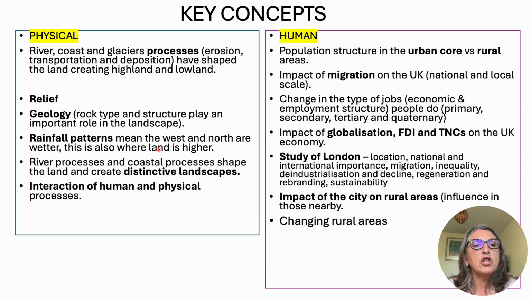You also need to have a general understanding of rainfall patterns. So this means that the west and the north are wetter, and this is also where the land is higher because the rain sweeps in from the southwest across the Atlantic and smacks into the mountains, like the mountains of Snowdonia in Wales and the Highlands and the Lake District, etc. And the air is forced up, cools, condenses, and it rains. So the west of the country is wetter than the east.